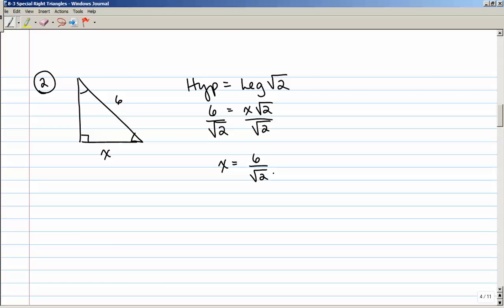And remember your rules about radicals, that you cannot have a radical in the denominator. So we need to rationalize the denominator by multiplying top and bottom by square root of 2. And that gives me 6 square root of 2 over 2, because square root of 2 times square root of 2 equals 2. And now I can cancel the stuff that's out front. So that becomes a 1, that becomes a 3. So x is equal to 3 square root of 2.